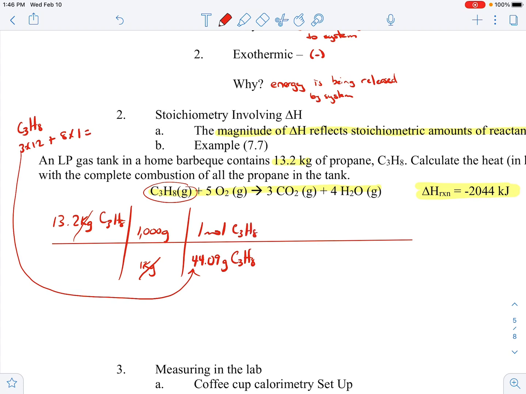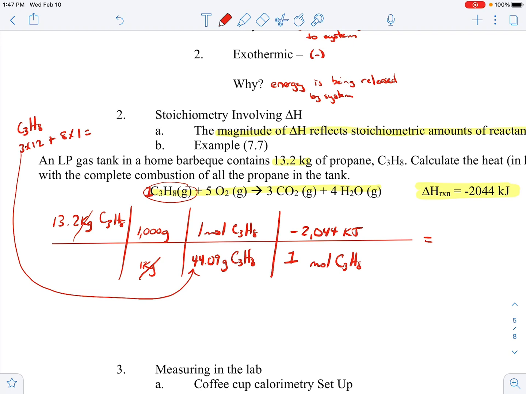With me on that? Okay, so now the stoichiometric relationship from our balanced chemical equation. For every mole of C3H8, I give off negative 2,044 kilojoules. And so that'll tell me where I'm at. So let's see what we get here. Locate my calculator. So we're going to take 13.2 times 1,000, then times negative 2,044, and then divide by 44.09.